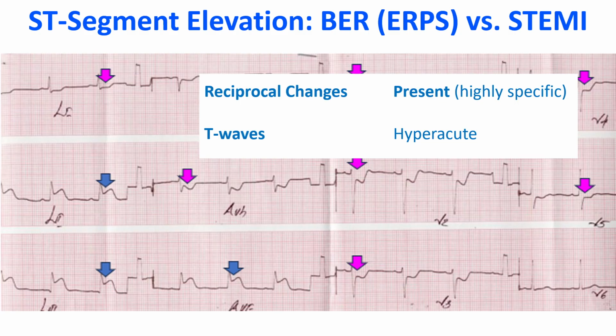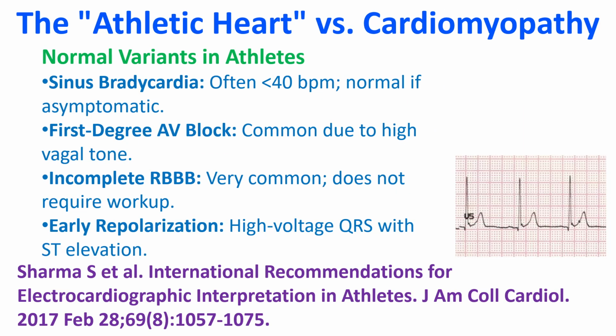If you see ST elevation in V2 to V5 with a notched J point and no reciprocal depression in the inferior leads, think benign early repolarization syndrome. If the ST segment is convex and there is even 0.5 mm of depression in lead 3 or aVF, treat as STEMI until proven otherwise. Athletes often exhibit ECG changes that would be highly concerning in a sedentary patient.